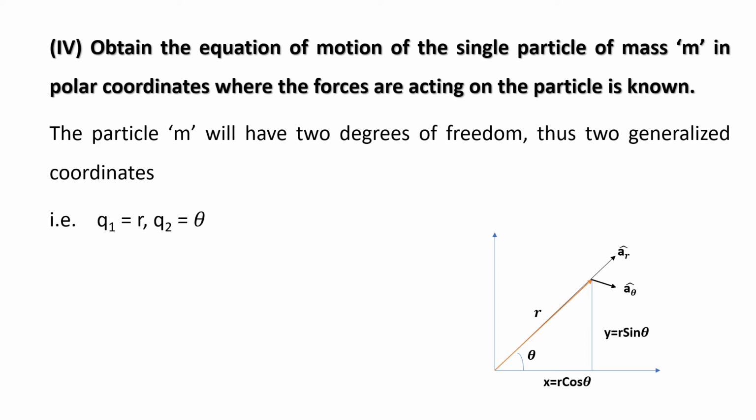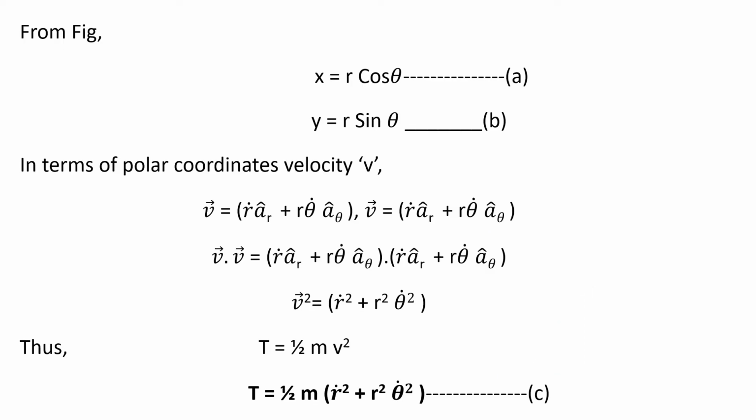Here are the two generalized coordinates, q1 is equal to r, and q2 is equal to theta. Now, the particle m will have 2 degrees of freedom, so the generalized coordinates are q1 is equal to r, and q2 is equal to theta. From here we figure x is equal to r cos theta, giving that equation number A, and y is equal to r sin theta, giving that equation number B.